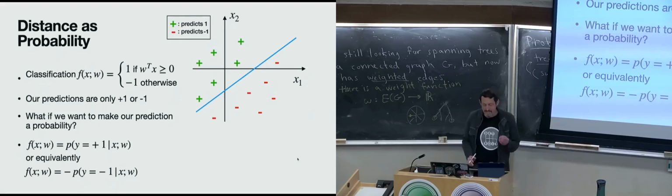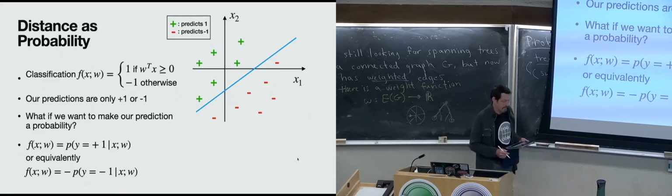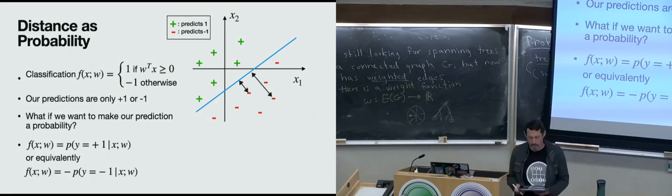So that is the intuition that makes logistic regression, because what logistic regression does is turn that distance into a probability of classification. So the further away you are, the more sure you are about which class you're in.